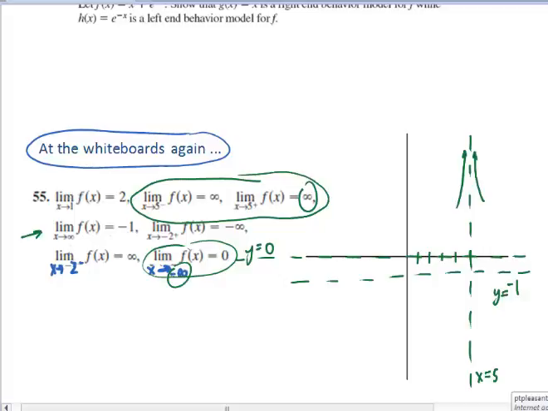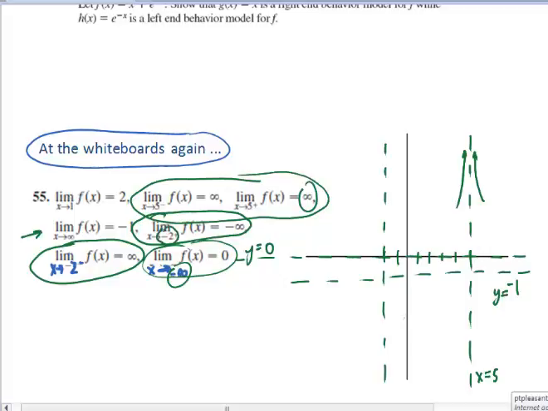And then I have another asymptote at -2. So I'm going to go to -2 and draw my asymptote. And I'm going to put in those two scenarios. As I approach -2 from the right, I'm going to negative infinity, so I'm heading that way. And as I approach -2 from the left, I'm going off to positive infinity.